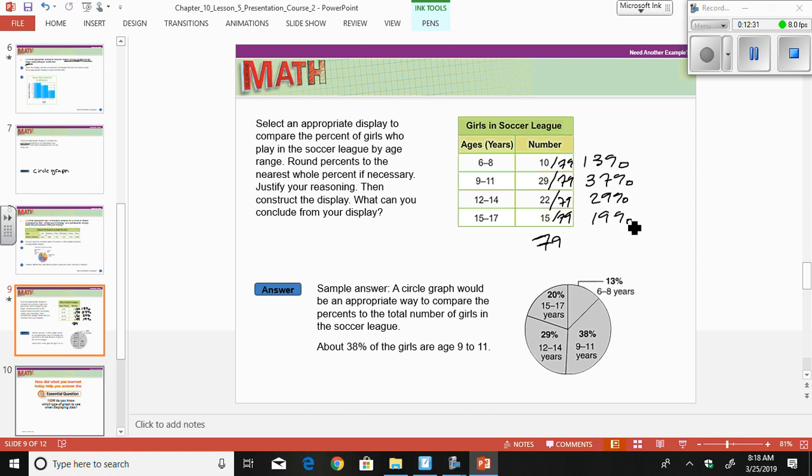There is a method to finding the angle in the middle of your circle graph, but you have an idea of what it should kind of look like. 37 should be the biggest one. 29 is right behind it. Then 19 is a little smaller, and then 13 is smaller than that. So a circle graph would be an appropriate way to compare the percents to the total number of girls in the soccer league. And about 38% of the girls are age 9 to 11. Okay, I have 37%. Mine's a little more accurate. They were just trying to get 100 out of this. I'm not sure why they did it that way. That's okay. Whatever.